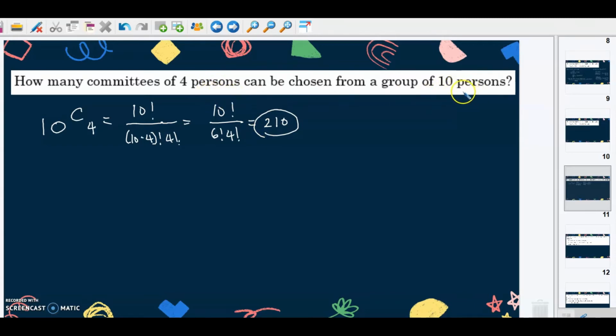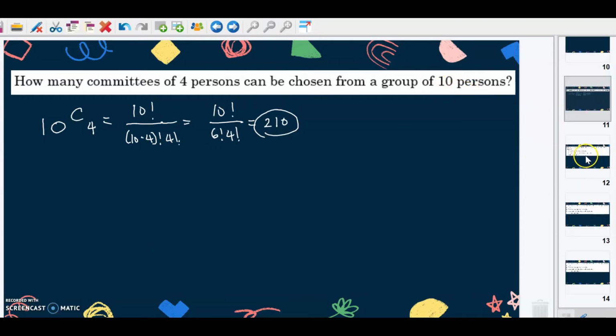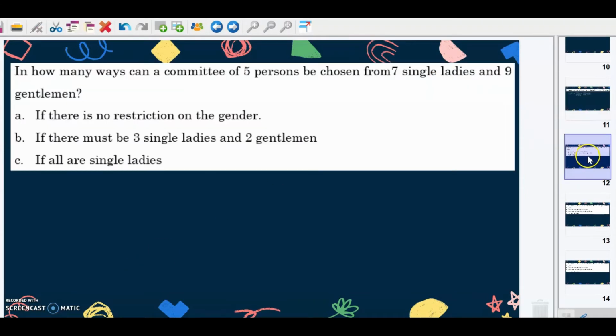So meaning there are 210 committees with 4 members that can be chosen from a group of 10 persons. Okay, so let's have now our next problem, and this will be our fourth problem. The problem is: in how many ways can a committee of 5 persons be chosen from 7 single ladies and 9 gentlemen? Then we have here 3 sub-questions. First, if there is no restriction on the gender.